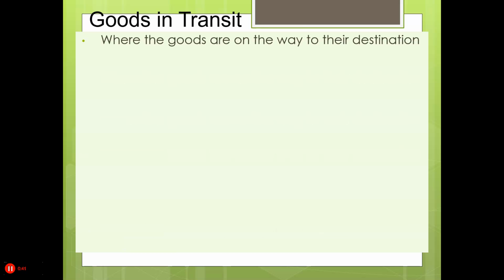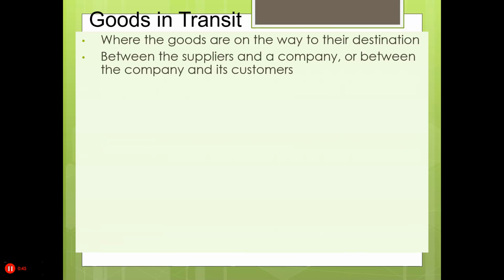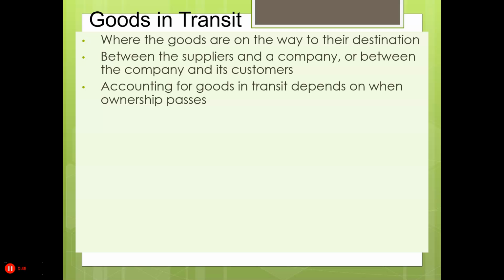Goods in transit are goods on the way to their destination, between the supplier and a company, or between the company and its customers. Accounting for goods in transit depends on when ownership passes. It's very important when you're doing your accounting because it determines whether you record the cost of shipping.